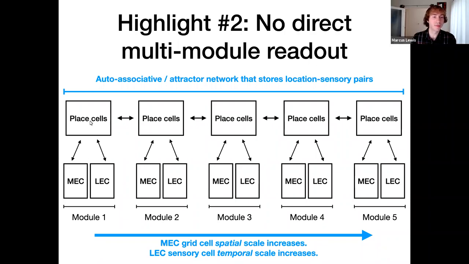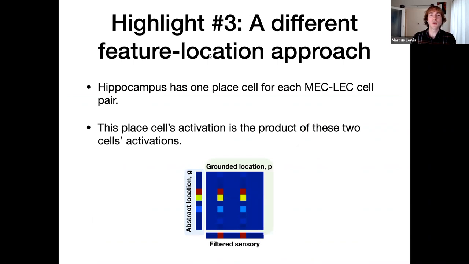Okay, so what is this mechanism? It's a different feature location pair approach. Their hippocampus, their place cell population, has one place cell for every medial entorhinal cortex, lateral entorhinal cortex cell pair, which they visualize down here. The lateral entorhinal cortex is like a temporally filtered sensory input, and their medial entorhinal cortex is a set of grid cells, which they visualized as 1D here, but could be visualized other ways. For every pair of those cells, they have a place cell.